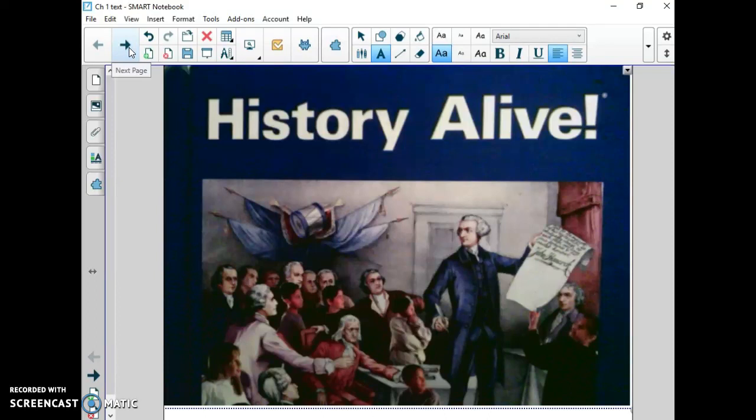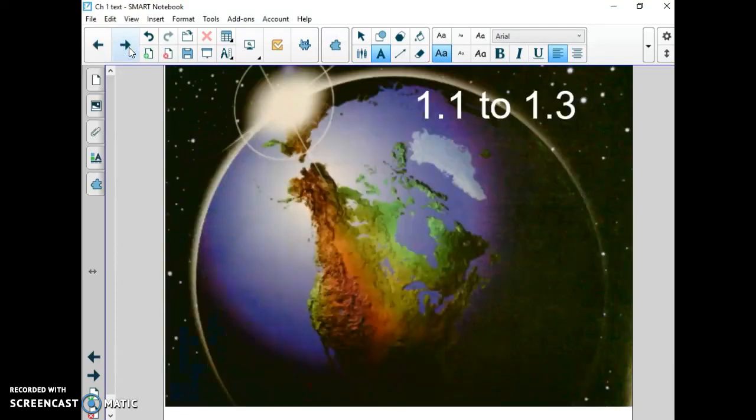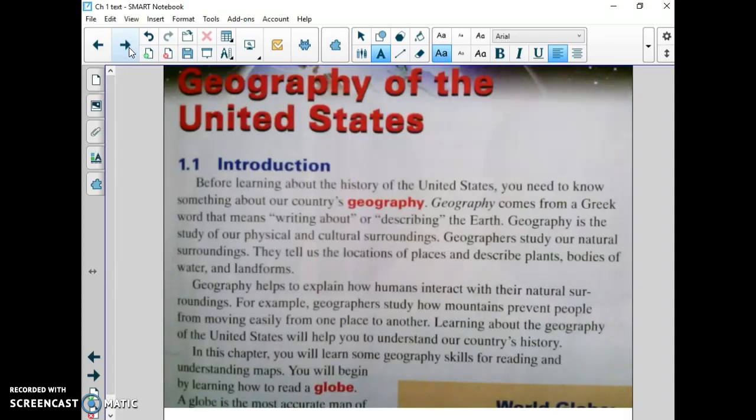Please make sure that as you are reading along with me, you're looking at the text and learning the terms. Today we're going to be reading through chapter 1.1 all the way through 1.2 and ending at the end of 1.3. Let's begin. Geography of the United States.